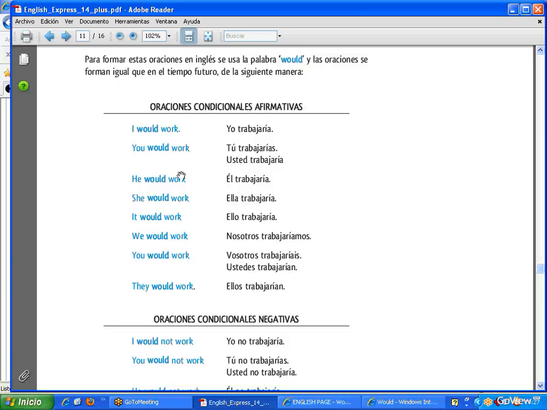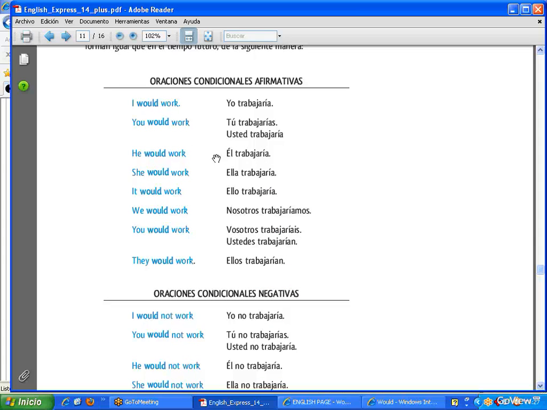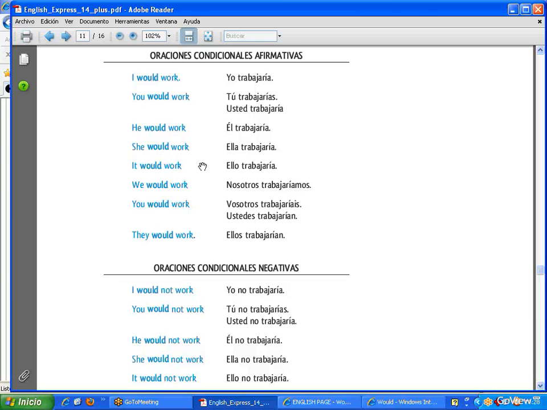So we would say I would work if I could find a job. Si podría encontrar un trabajo. I would work if I could find a job. You would work. He would work. This is conditional. So I want to look a little bit closer. You can see here the conditional negative. I would not work. You would not work.